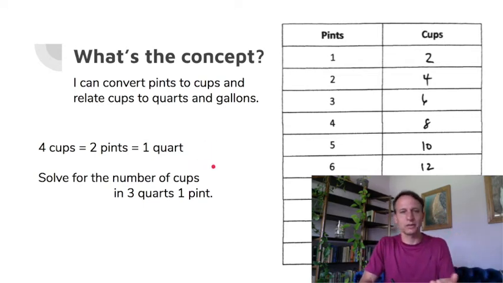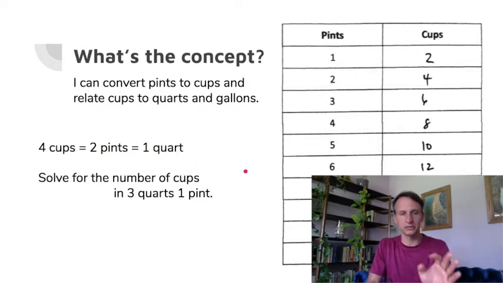So let's look at 3 quarts. Okay, look, 1 quart was 4 cups. So for 3 quarts, our conversion factor is 4. So 3 times 4, okay, would be 12 cups in those 3 quarts. And then that pint, we'll look back over here at our table, that 1 pint has 2 cups in it. So we had 12 and 2 more is 14.